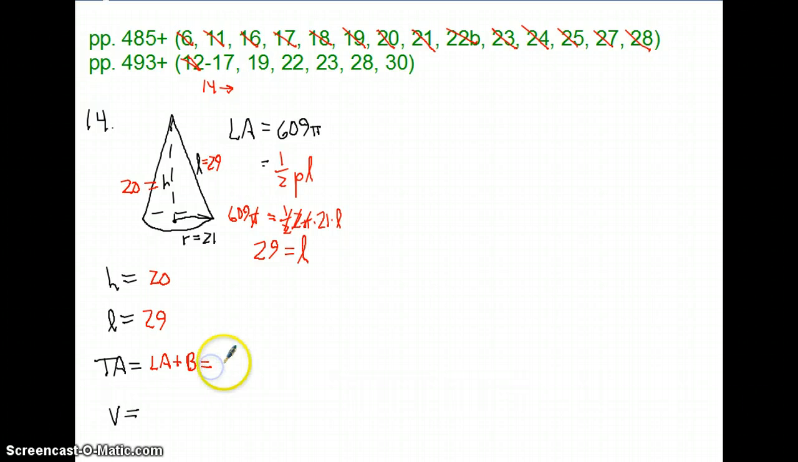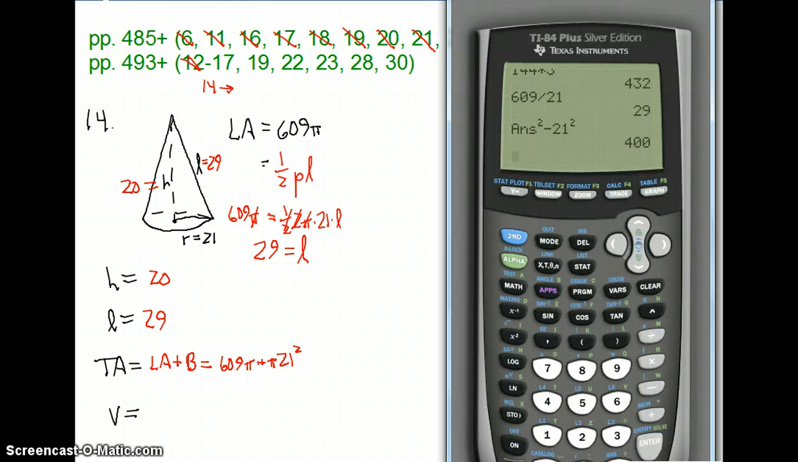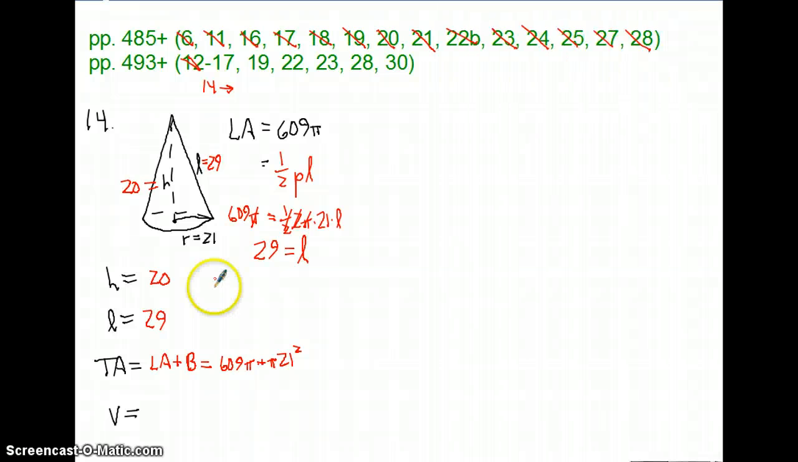Total area is the lateral area plus a base. Lateral area I know is 609 pi. Base I can find pretty quickly because it's plus pi r squared. 21 squared is 441, I believe. I'm supposed to add that to 609. It should be a nice number. That's exactly 1050 pi.